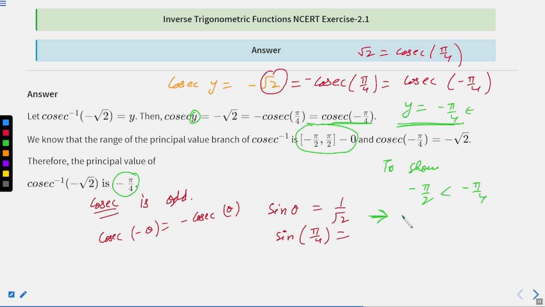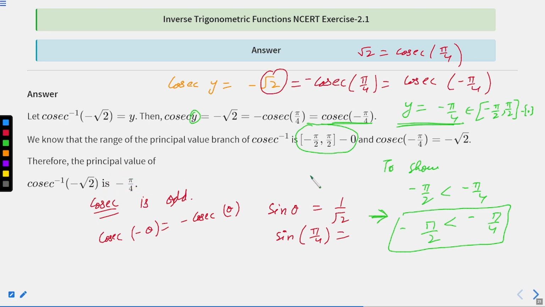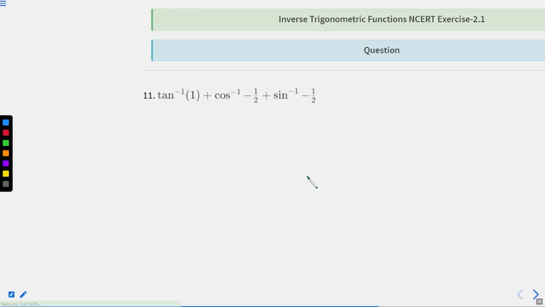Start the proof, it is quite easy. Minus 2 pi is less than minus pi. Now just divide both sides by 4 and you will get this, and divide both sides by 2 and you will get this. As you can see over here, minus pi by 2 is less than minus pi by 4. So this means that this value indeed belongs to the principal value branch, which is this. Therefore, the principal value of cosec inverse of minus root 2 is minus pi by 4. Okay. Let's move to the next question.